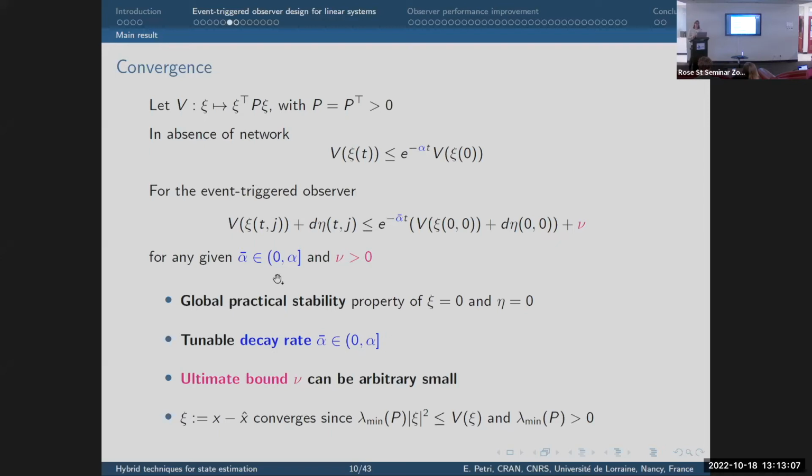Therefore, we can tune the design parameter in order to obtain the same decay rate of the Lyapunov function that we have in absence of network. And this shows a practical stability property. Indeed, we will converge to a neighborhood of the origin. And we have this ultimate bound here, nu, that represents the size of the neighborhood of the origin where we will converge. But this ultimate bound nu can be selected arbitrarily small. However, the smaller we want this nu, the higher is the number of transmissions required, typically. And note that this Lyapunov inequality implies that the estimation error Xi is converging to a neighborhood of the origin. Indeed, we have this lower bound here on the Lyapunov function V.